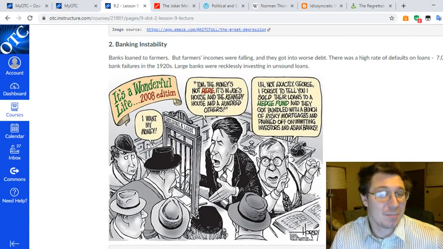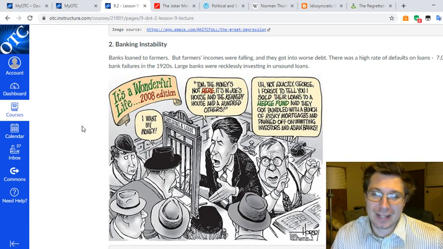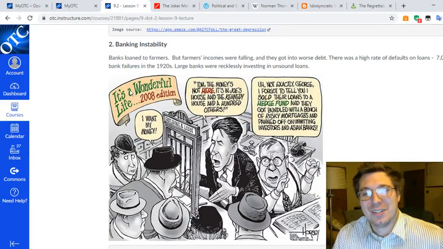And especially in this time period, before the Great Depression, when there was no deposit insurance. So if your bank went bankrupt, you lost your money that you had deposited there. You did not get it reimbursed to you like you would nowadays through the FDIC.